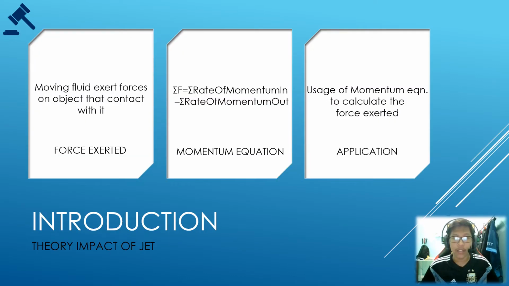Let's move on to the introduction part, which will talk about the theory of impact of the jet. First, we talk about the force exerted, where the moving fluid exerts force on the object that contacts it. Second, we talk about the momentum equation, which says the summation of forces exerted is equal to the summation of rate of momentum in minus the summation of rate of momentum out. And for the application, engineers use the momentum equation to calculate the force exerted on any object.